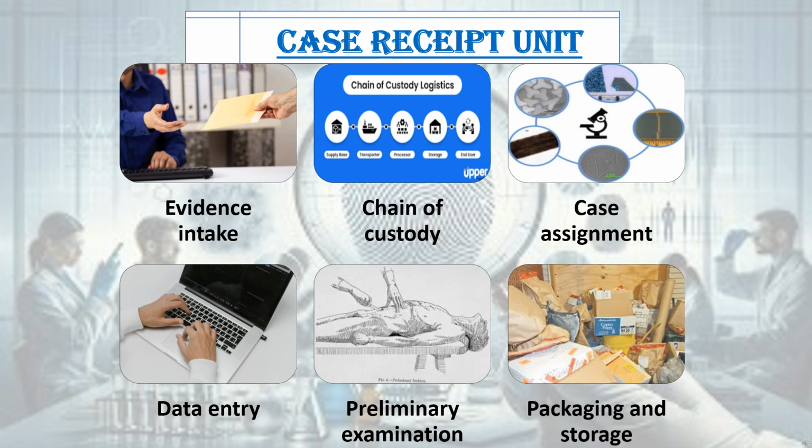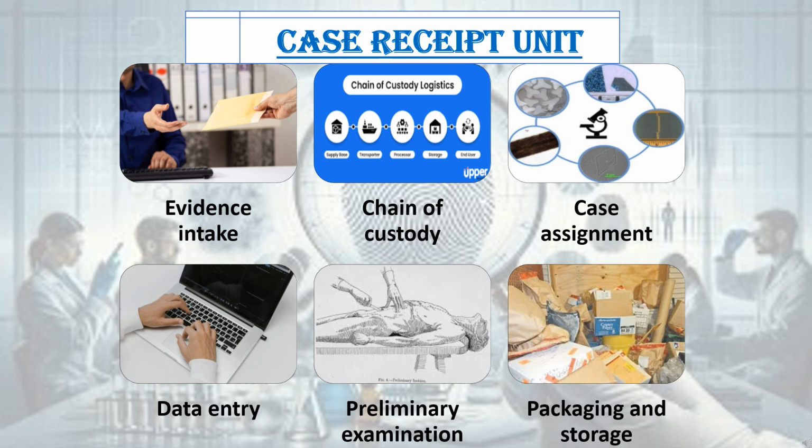A case receipt unit is the department or section within a forensic laboratory responsible for receiving, logging, and initially processing evidence submitted for analysis from law enforcement agencies or other requesting parties. Essentially, it's the first point of contact for new cases coming into the lab, where evidence is documented, assigned, and prepared for further examination by specialized units within the laboratory.